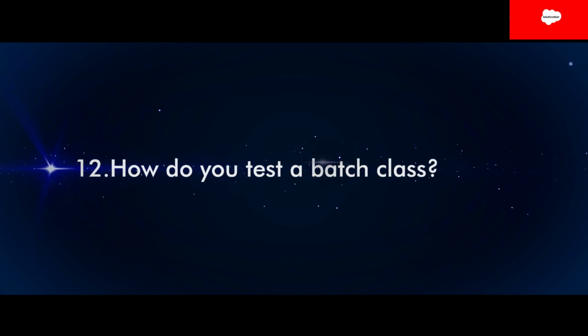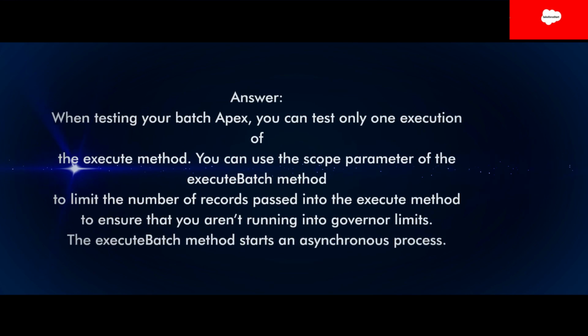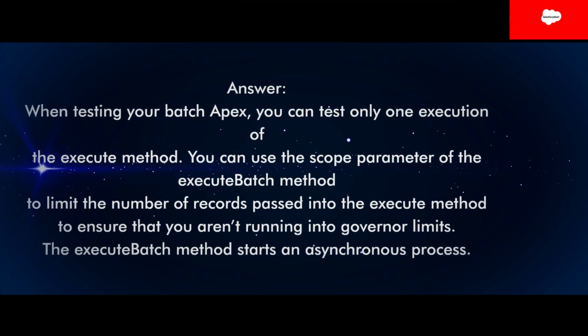12. How do you test a batch class? Answer. When testing your BatchApex, you can test only one execution of the execute method. You can use the scope parameter of the executeBatch method to limit the number of records passed into the execute method to ensure that you aren't running into governor limits. The executeBatch method starts an asynchronous process.